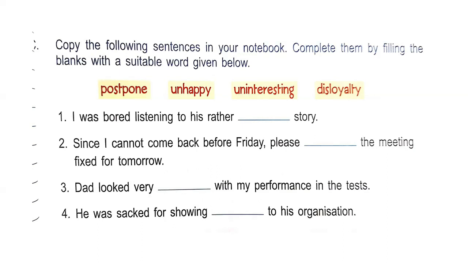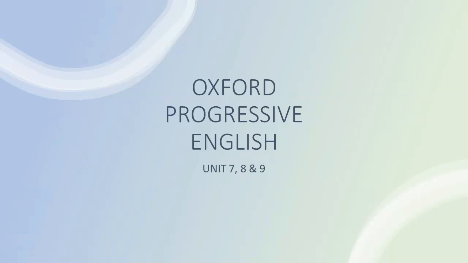This was all from grammar. Now we will move to Oxford Progressive English, and we will cover unit number 7, 8 and 9. We will cover the important topics from unit number 7, 8 and 9.